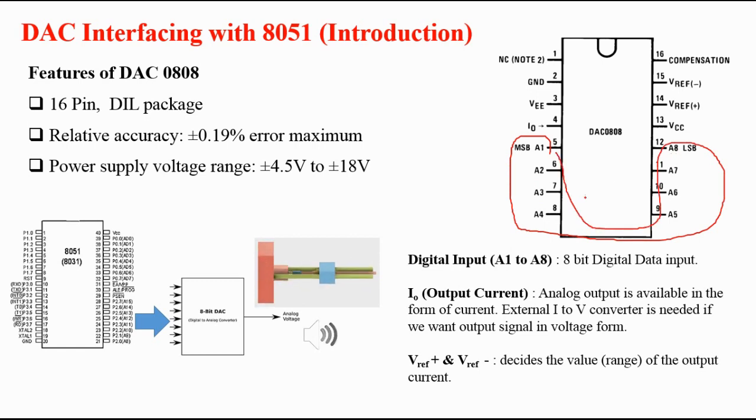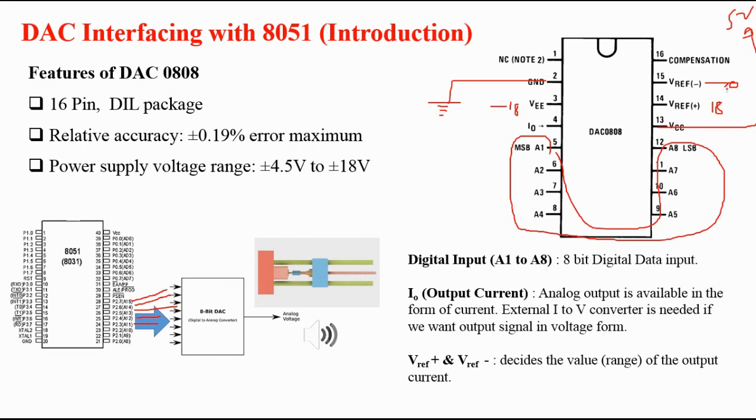Okay, total 8 lines at which we are going to interface the microcontroller's data lines. Positive V reference is 18 volt, negative V reference, that is VEE, is equal to minus 18 volt. V reference can be 0, ground, it should get connected to ground. And VCC, we are going to connect it to 5 volt.